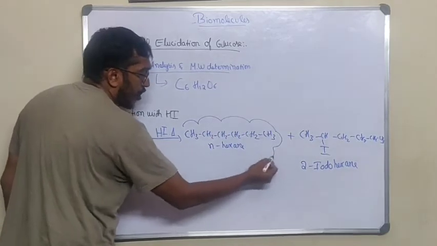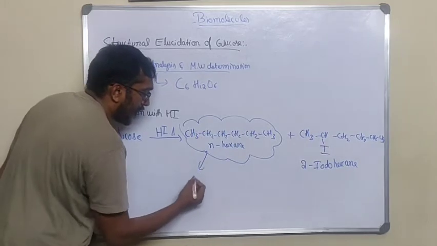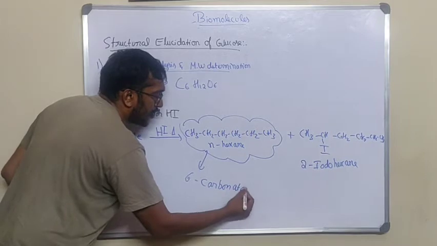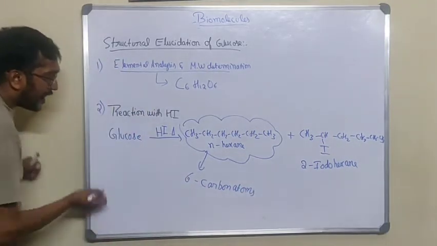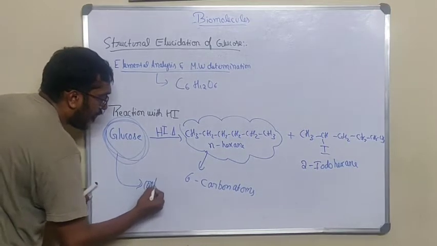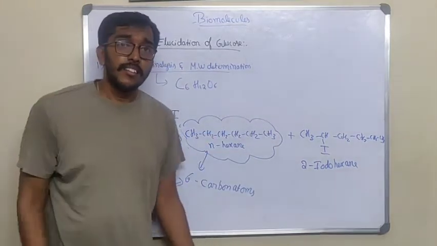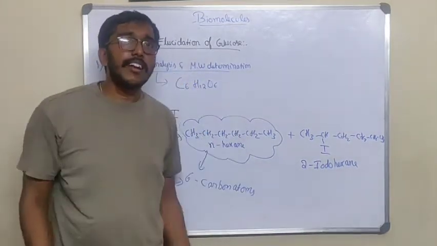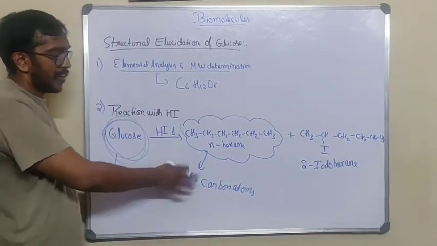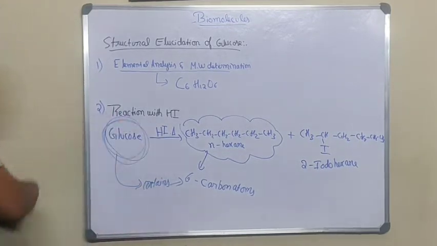Because this product is formed, and hexane means 6 carbon atoms, it is clear that glucose contains 6 carbon atoms. This is in a straight chain, an aliphatic straight chain, not cyclic. So it is very clear that glucose contains 6 carbon atoms. Please note this down.